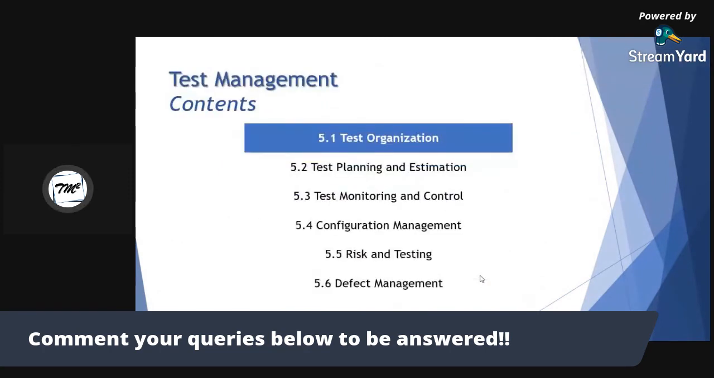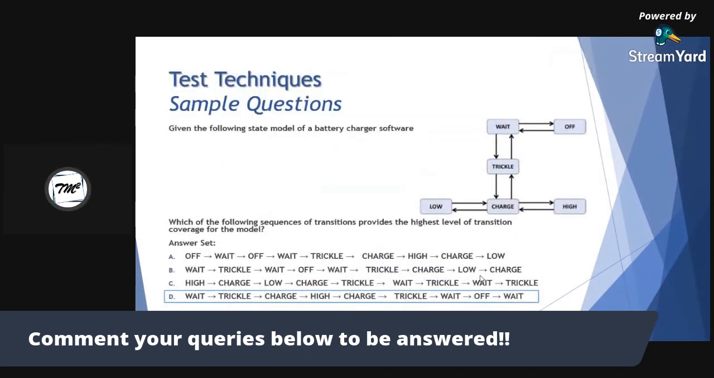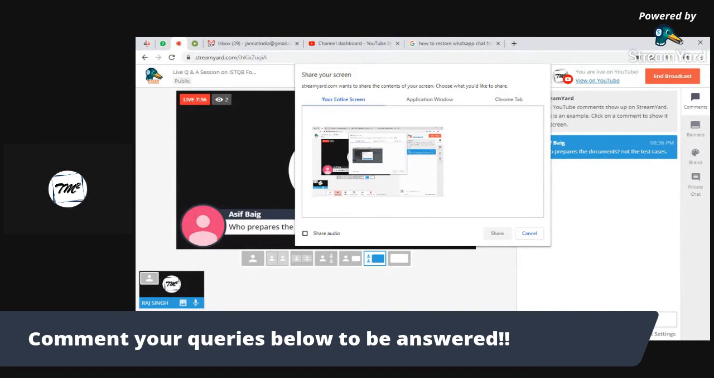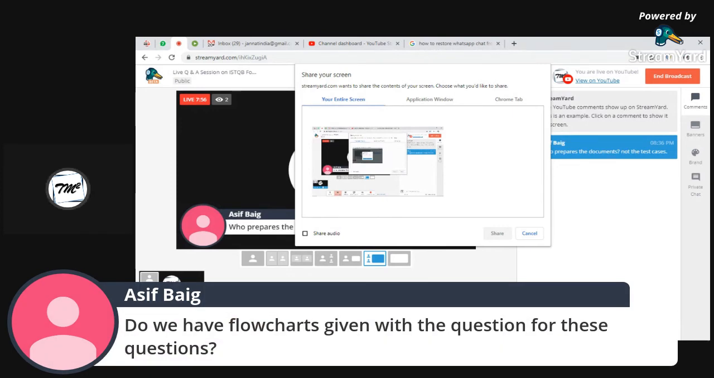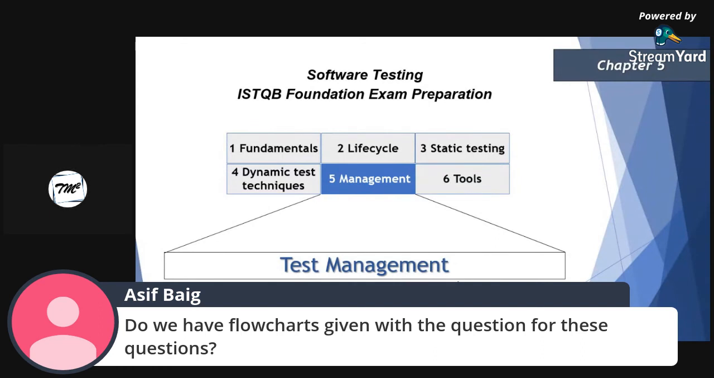Okay, before we move to chapter 5, let's quickly see if you have any questions coming up. Do we have flowcharts given with the questions for these questions? Okay, if they're asking you for the statement coverage minimum number of test cases, only pseudocode will be provided to you. But if they are asking you the coverage, then the flowchart will be given to you.